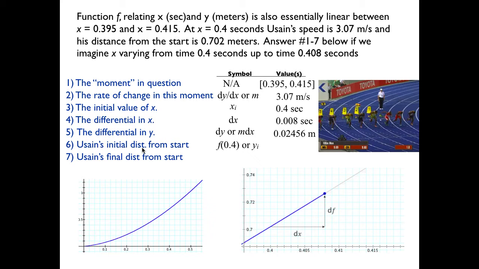But we also know what that value is, because it says it up above, right? Let's see, at time 0.4 seconds, his distance is 0.702 meters. So in that little picture there, if that's 4/10 of a second after the start, there he is, not even quite 1 meter from the start. Foot maybe still partially in the blocks.